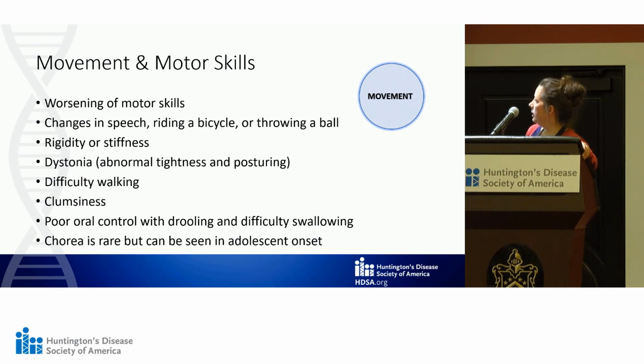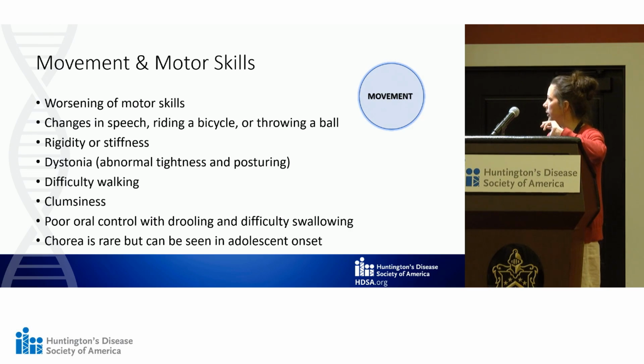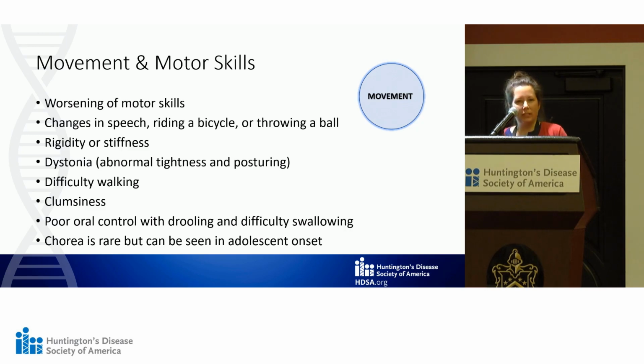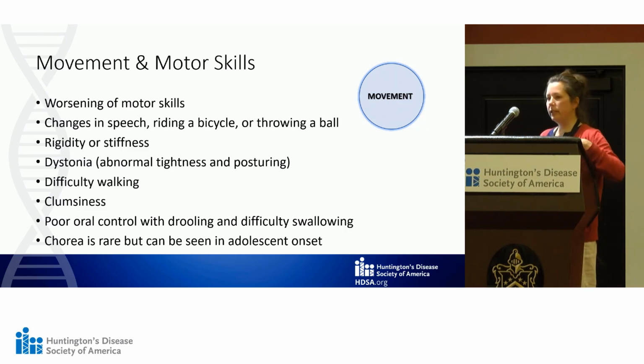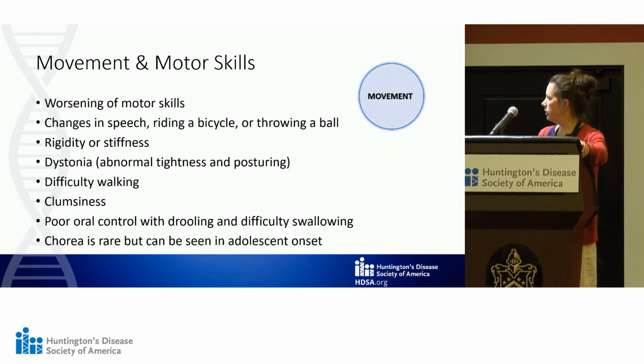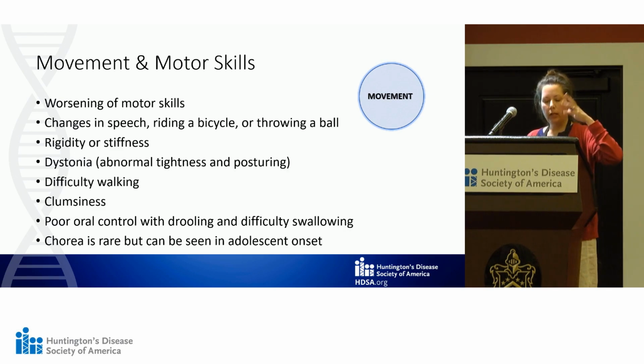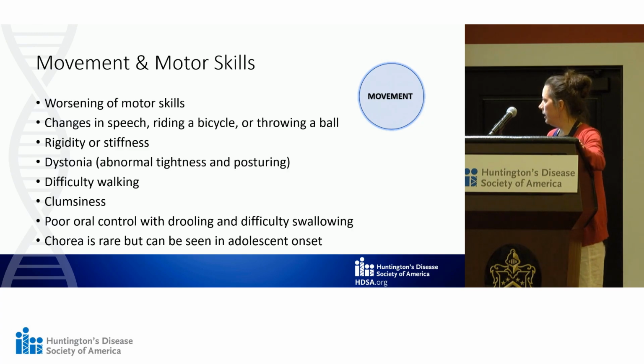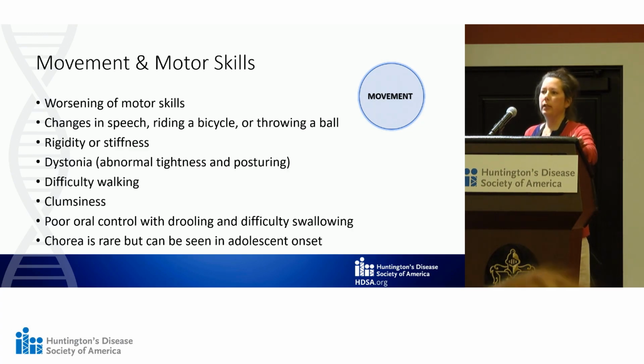In movement or motor skills, as I think about it, you start to develop some clumsiness, potentially some changes in speech, difficulty riding a bicycle or throwing a ball. They start to get rigid, which is sort of this tight stiffness, and you can see it in their walking. They can develop dystonia, which is abnormal twisting or posturing of a body part or parts. So you get kind of this twisting posture. Changes in walking or difficulty in walking, clumsiness, difficulty with oral motor control, so swallowing food, potentially even saliva. And like I said, chorea can be present, but it's rare. And it's as you get closer to kind of that 20 cutoff.